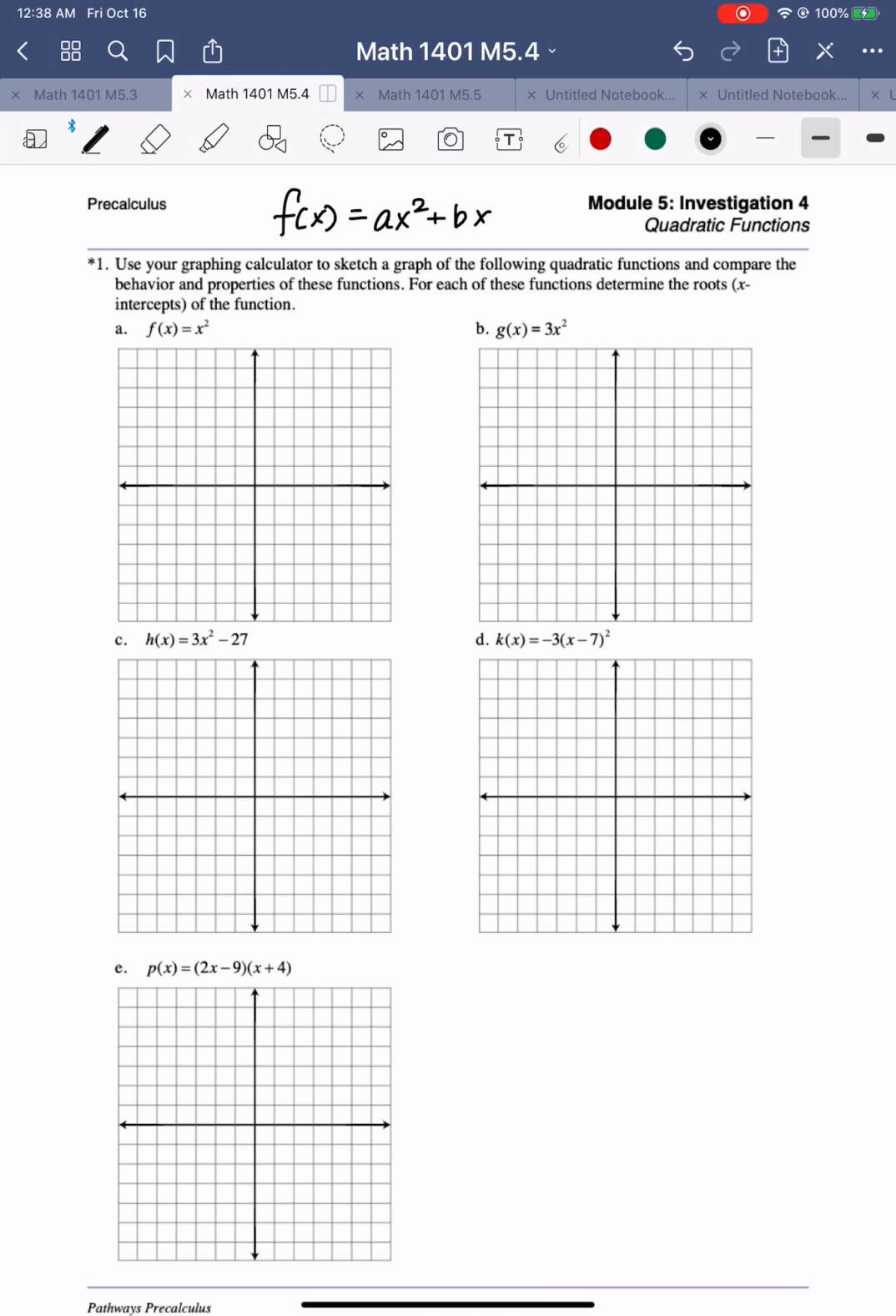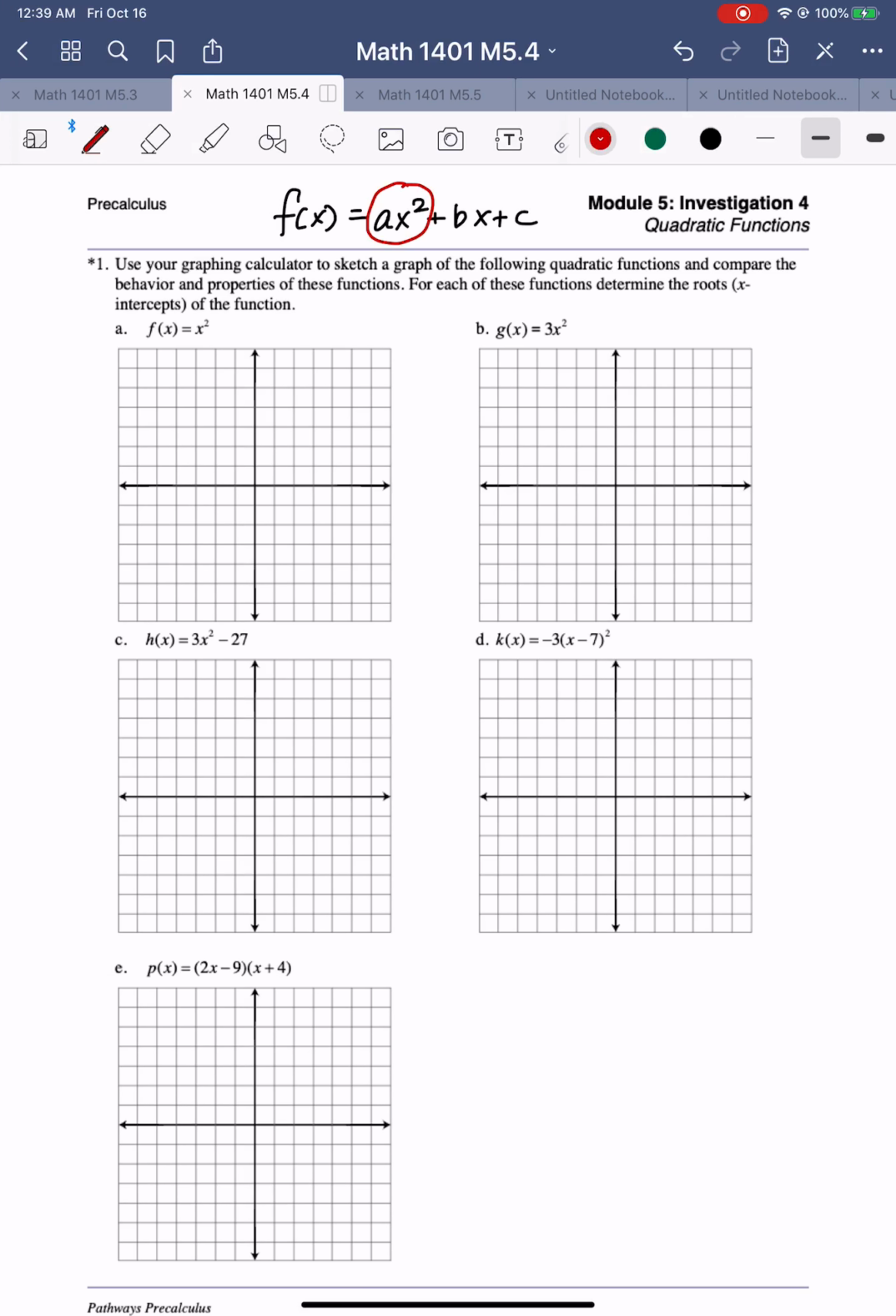bx plus c. As long as you have the ax squared, and the bx plus c you might see or might not see, we call it a quadratic function. If you look at a, b, c, d, e, those are functions we call quadratic functions because x has a degree of 2.